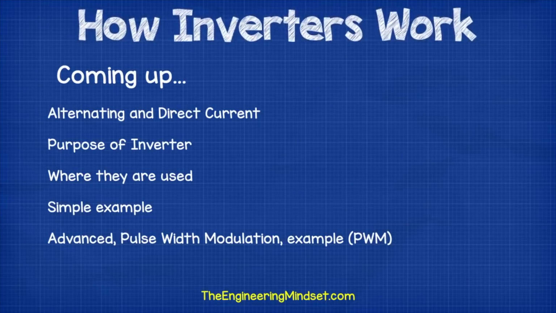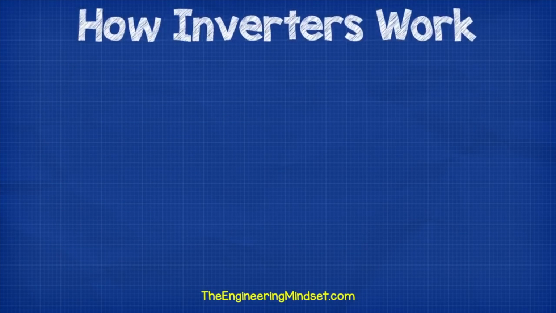Coming up, we'll first of all look at the difference between alternating and direct current. Then we'll look at the purpose of inverters and where they are used. Then we'll move on and have a look at a simple example of how they work. And finally, we'll look at a more advanced pulse width modulation example. So what is an inverter?